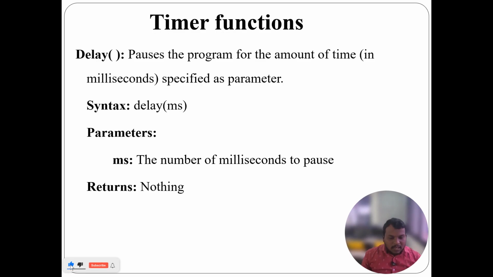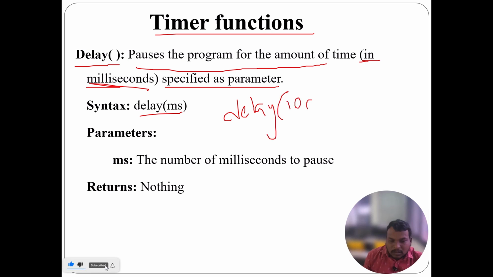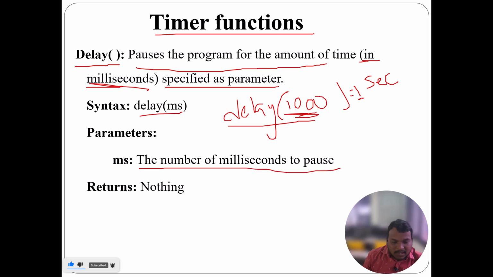Next function is the timer function. In the timer functions, the first one is delay. It pauses the program for the amount of time in milliseconds specified by the parameter. Syntax: delay(milliseconds). For example, delay(1000) means I pause the program for 1 second, so 1000 milliseconds equals 1 second. The parameter is milliseconds, the number of milliseconds to pause.